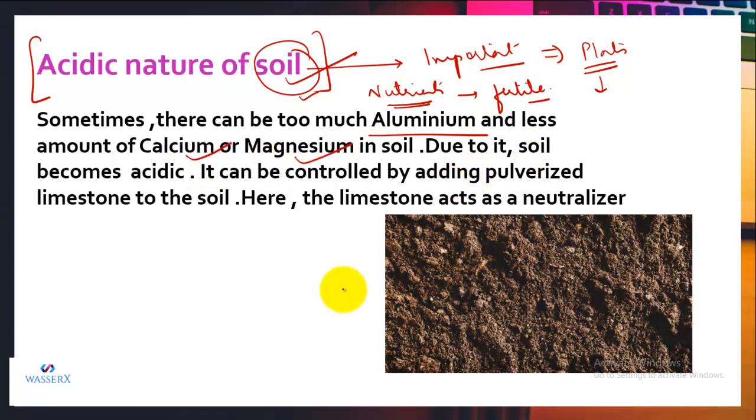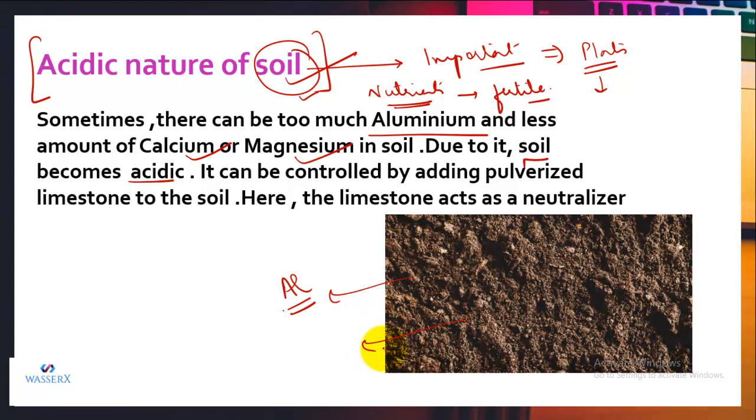So if the aluminium amount suddenly increases or the calcium or magnesium amount suddenly decreases in the soil, due to this the soil becomes somewhat more acidic. Now, some plants cannot grow well in acidic soil. So, to make the soil fertile again, we need to remove this acidity.